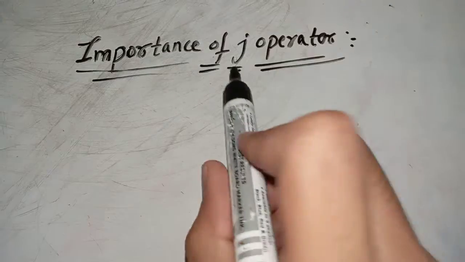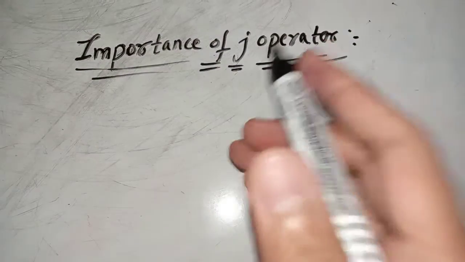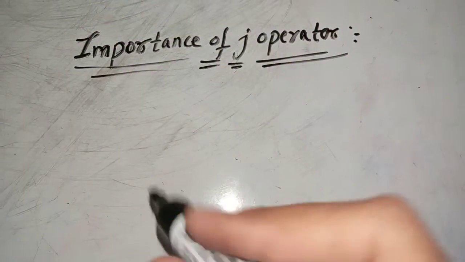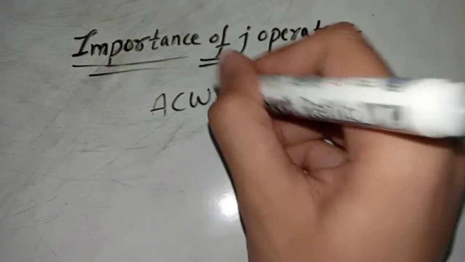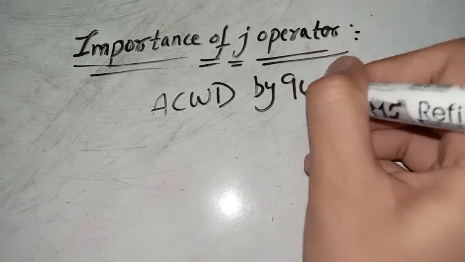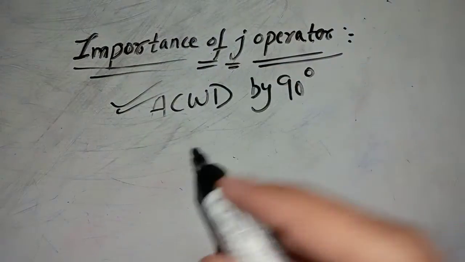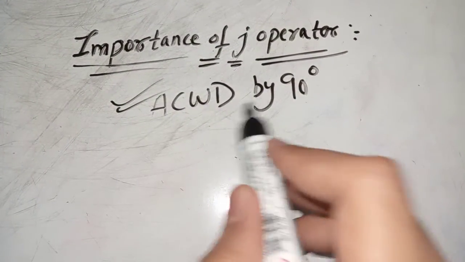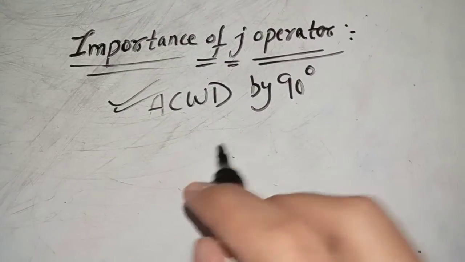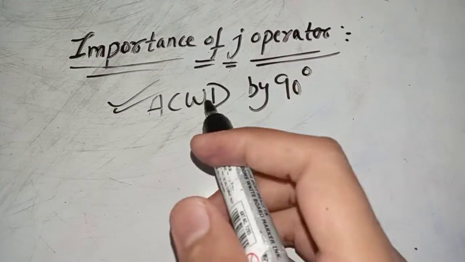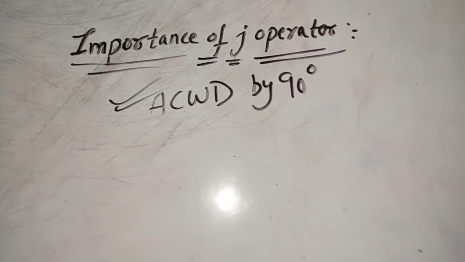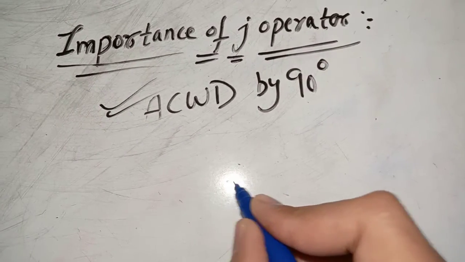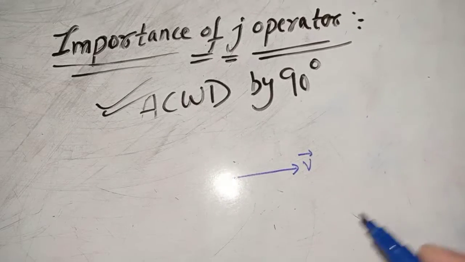So guys, this j operator I told you in the last video, we are going to discuss it. Basically it rotates the vector in anti-clockwise direction by 90 degrees. This is very important: anti-clockwise direction, right? And by 90 degrees. So it rotates the x component and y component from each other by 90 degrees. So let's see how. Consider we have a vector v, right?